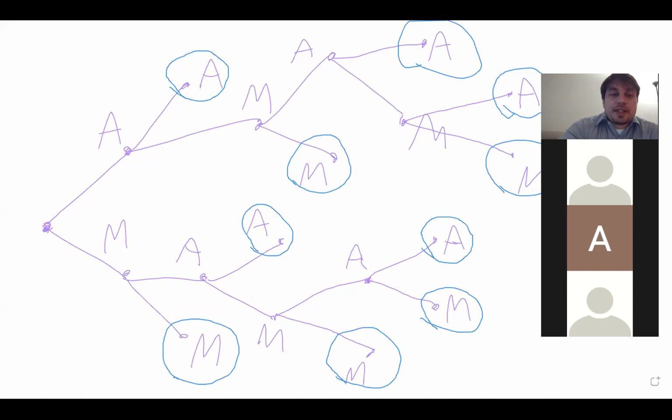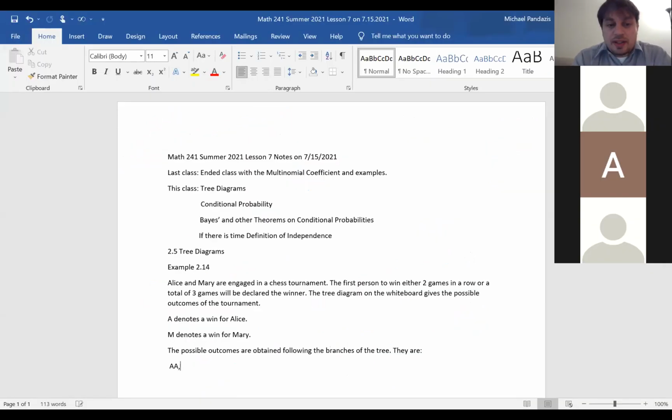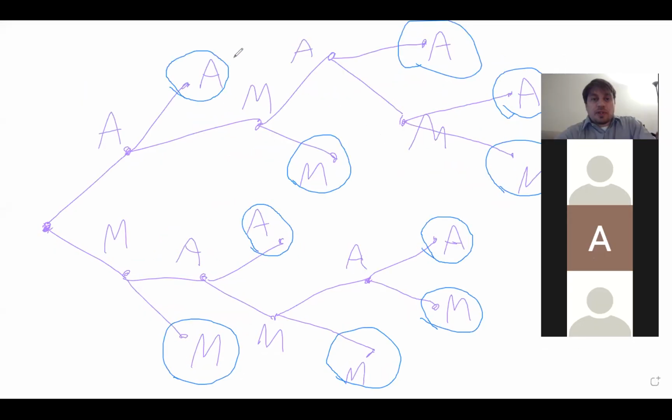So I'm just going to list them here. Okay, so those are the total of 1, 2, 3, 4, 5, 6, 7, 8, 9, 10. Those are the 10 outcomes on this tree. So let me just check. 1, 2, 3, 4, 5, 6, 7, 8, 9, 10.